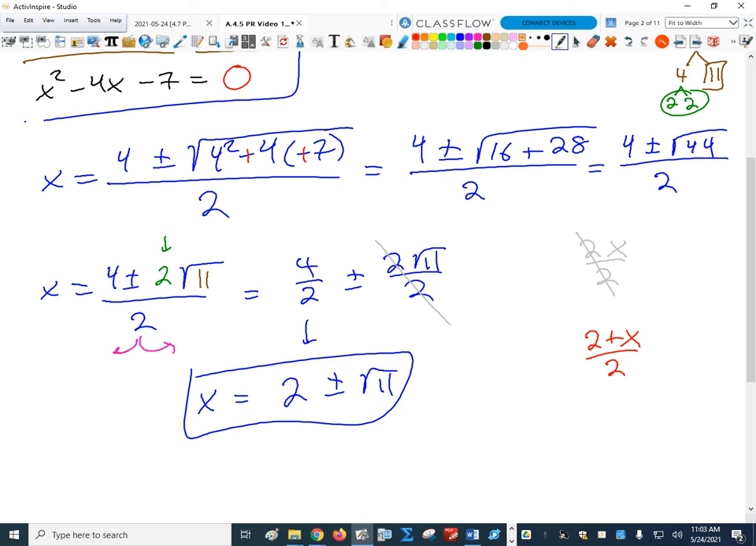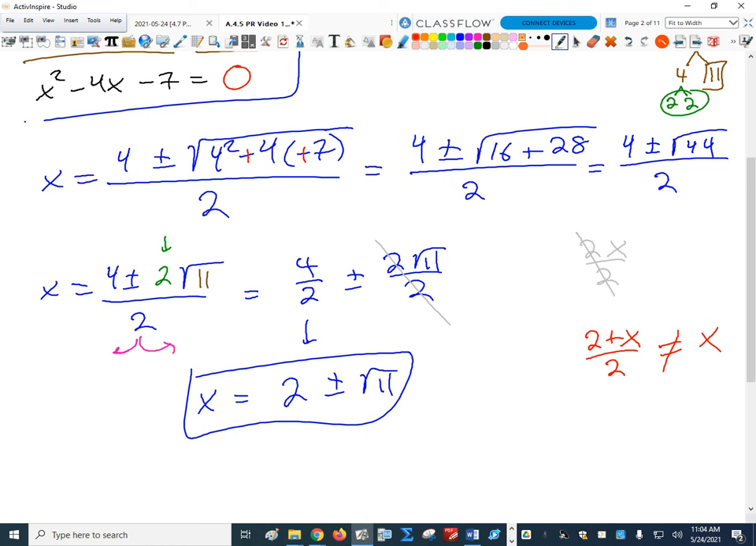Here I can't do it though, because that 2 is being added on the top, and this is not equal to x. I'll prove it to you. What if x is 3? 2 plus 3 is 5 over 2. 5 over 2 is not 3, is it? 5 over 2 is 2.5. Well, that's not what this says, right?